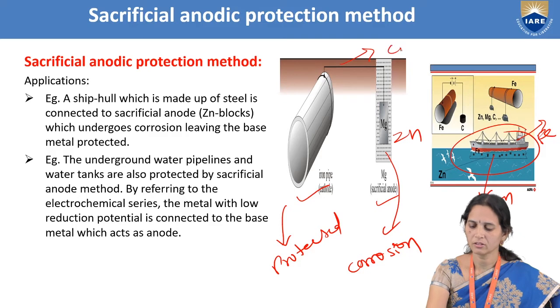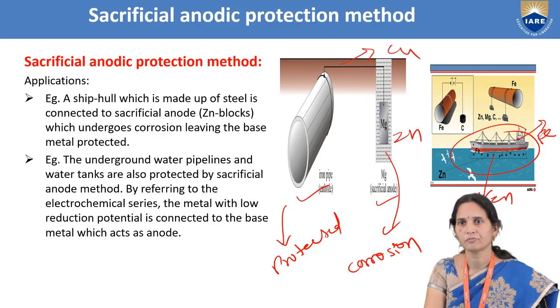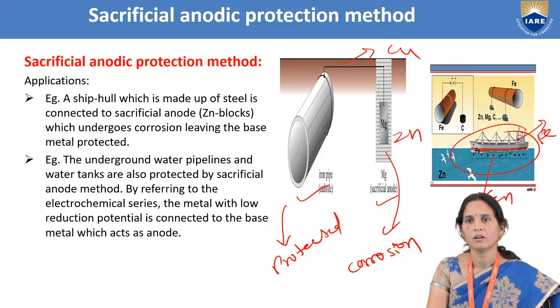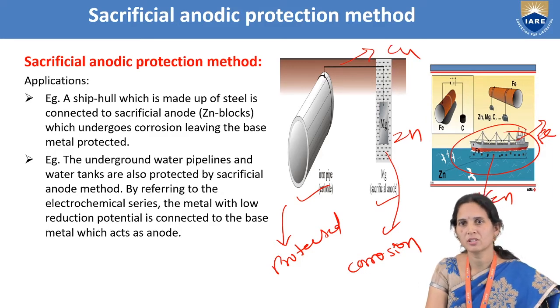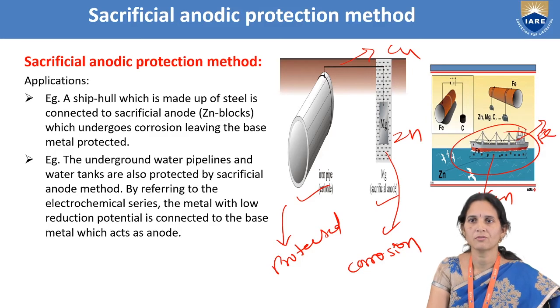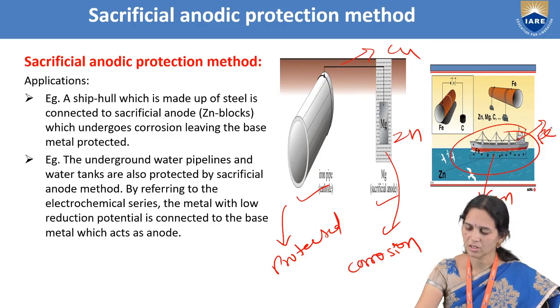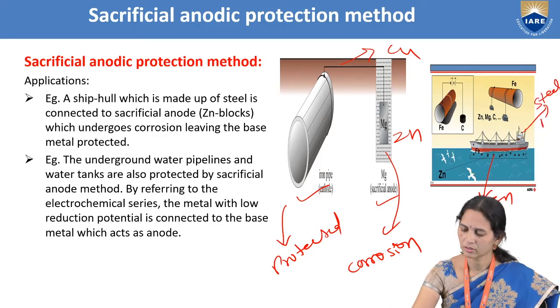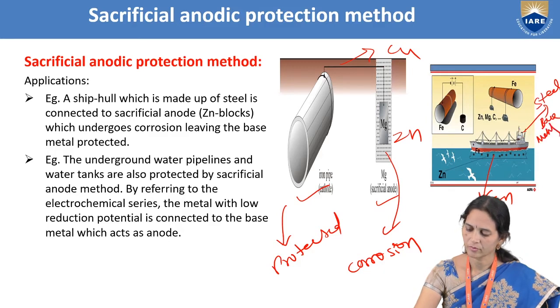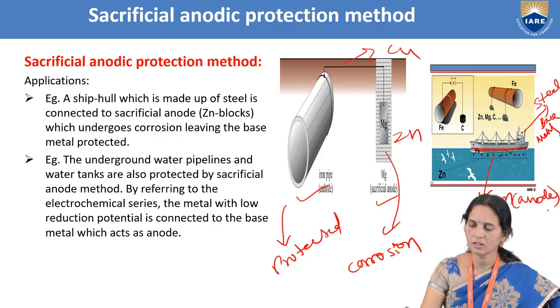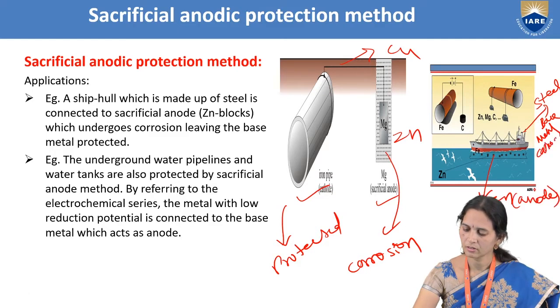It is connected with a wire, copper wire or lead wire. A ship hull made of steel is connected to a sacrificial anode, that is zinc blocks or magnesium blocks, which undergo corrosion, leaving the base metal protected. Here the ship steel is the base metal, and the zinc will act as an anode, while the base metal will act as a cathode.